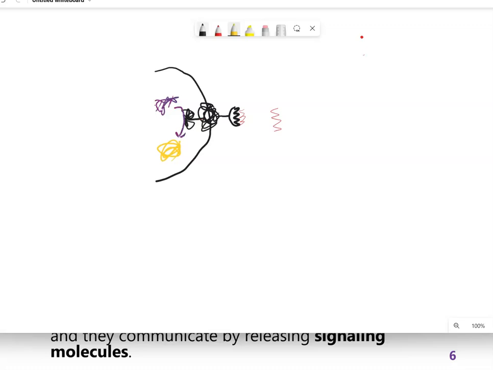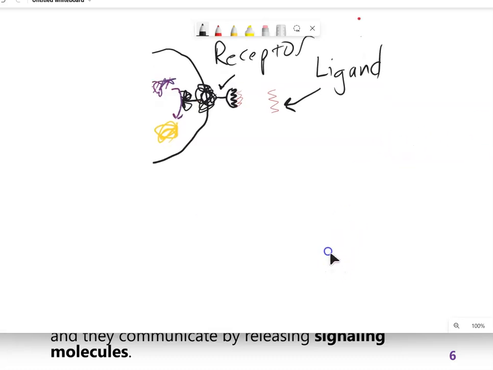So this gives us two important words: receptor, and that's the protein that has all these three parts. It has the binding site, it has the part in the membrane, it has the part that affects what's going on inside the cell, and then ligand. The ligand is the molecule it detects. So immune cells have lots of receptors we have to think about.